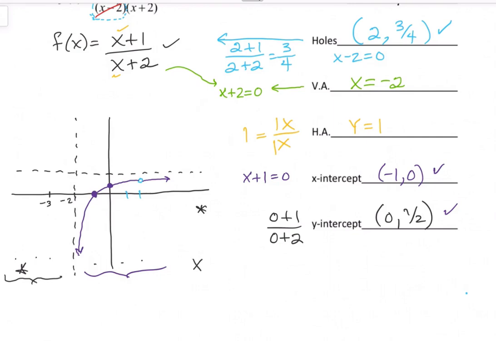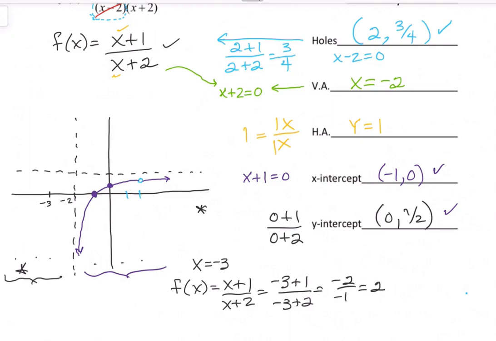So what I want to do is figure out where that point would be plotted if I let x equal -3. So remember, I'm going to just plug that into the simplified version of my function. So if I let x equal -3, I've got -3 plus 1 over -3 plus 2, which is -2 over -1, or 2. So if I plot -3, 2, now I know where the branch on that left-hand side goes.